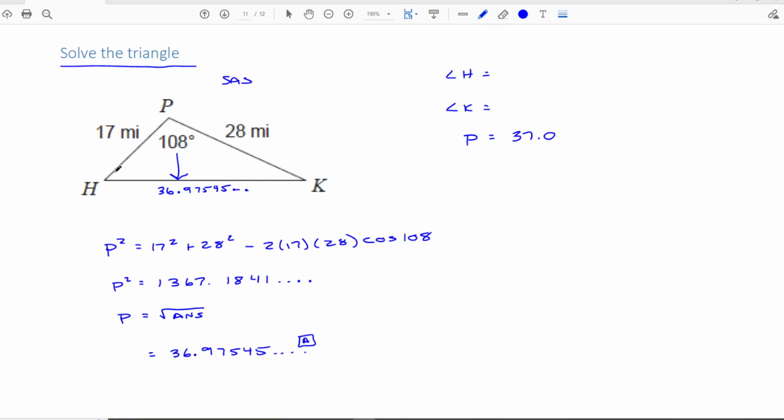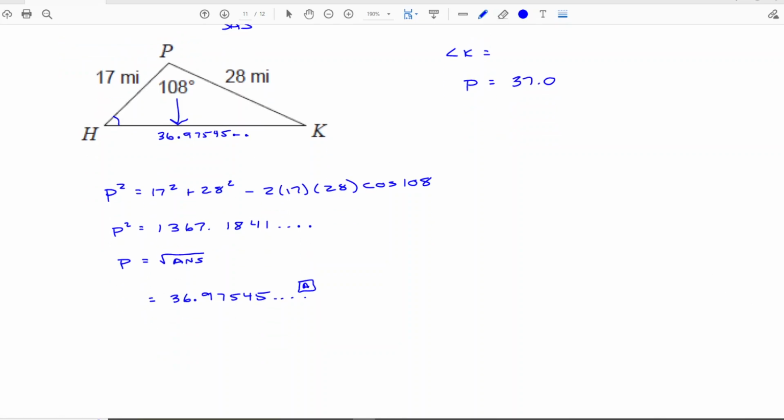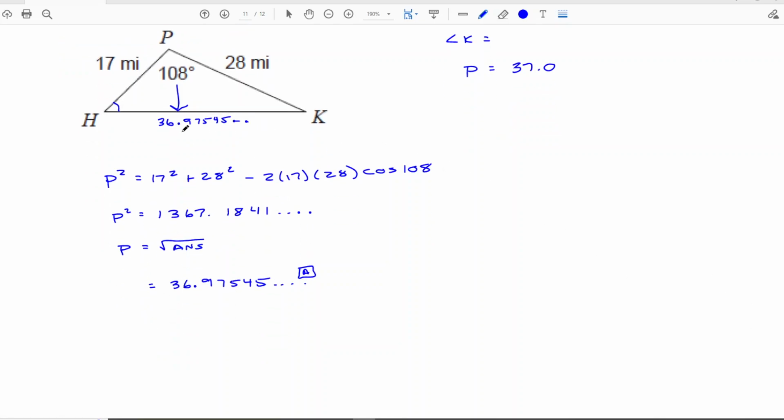Well, to solve for angle H, I now have all 3 sides, which means I could use the cosine law, or I have a known angle across from a known side, so I can switch to sine law. And it's personal preference. You will get the same answer regardless of what you use, as long as you set them up correctly. So I'm going to set up the sine law. To solve for an angle, I'm going to put my unknown angle on top. So I'm going to say that the sine of H, and it doesn't matter which angle I solve for first.